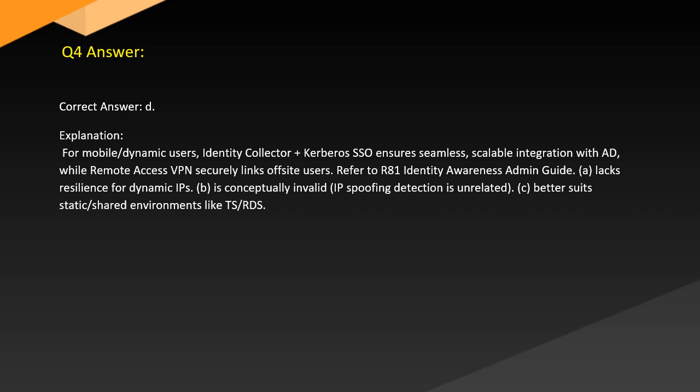Answer. Correct answer: D. Explanation. For mobile dynamic users, Identity Collector plus Kerberos SSO ensures seamless, scalable integration with AD, while Remote Access VPN securely links offsite users. Refer to the Identity Awareness Admin Guide. A. Lacks resilience for dynamic IPs. B. Is conceptually invalid. IP spoofing detection is unrelated. C. Better suits static shared environments like RDS.